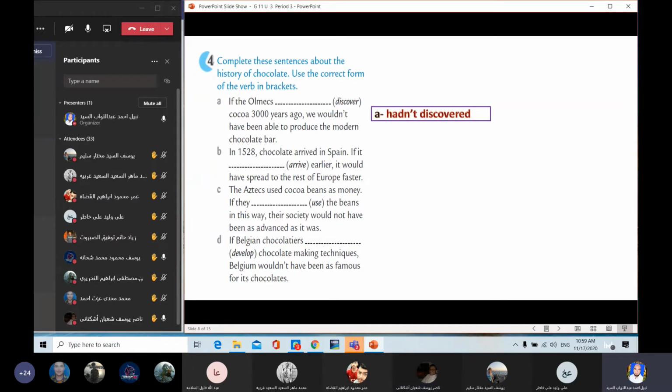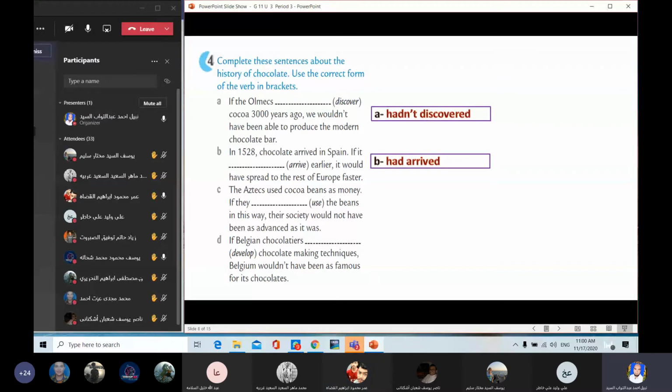In 1528, chocolate arrived in Spain. If it arrived earlier, it would have spread to the rest of Europe faster. So we are talking about an imaginary situation, something which didn't happen or something we wish had happened. Okay? Let's see. Omar Mahmoud. Yes, correct. Arrive. Had arrived. Had arrived. Very good. Thank you. Past perfect.